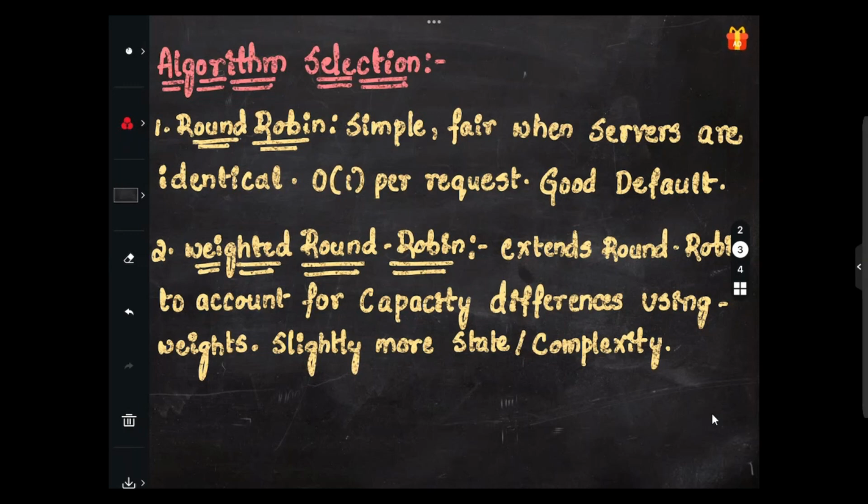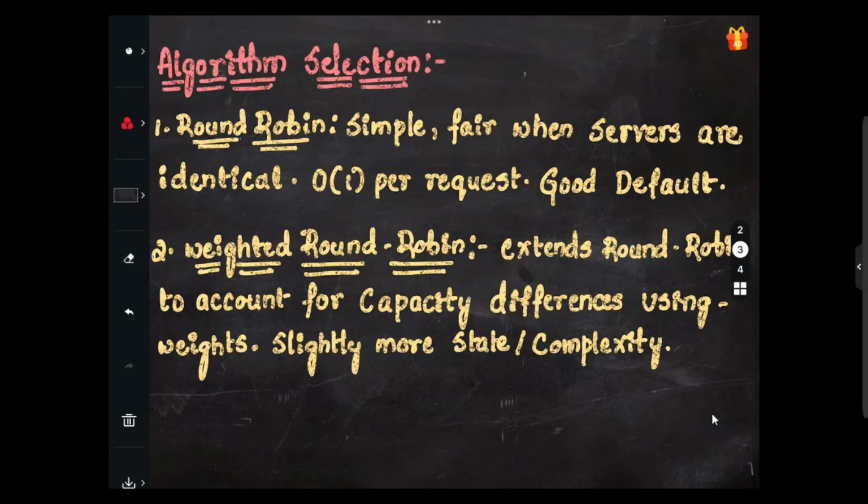First thing here is round robin. You should already know the round robin algorithm, as we have already discussed it. It is simple and fair when servers are identical, and it is O(1) per request and a good default. We can also extend this by making use of weighted round robin.